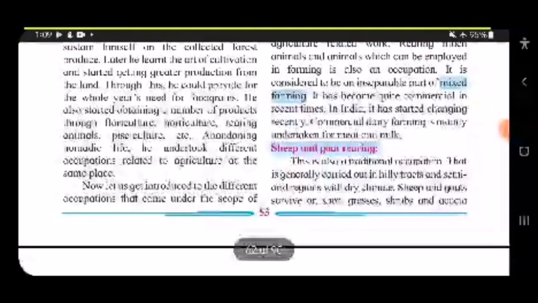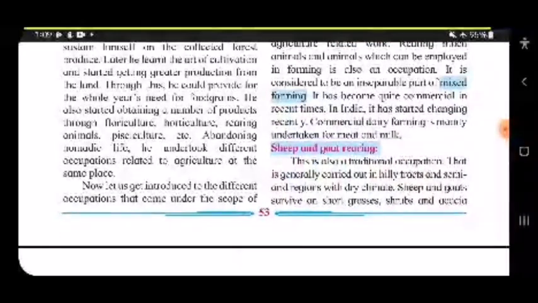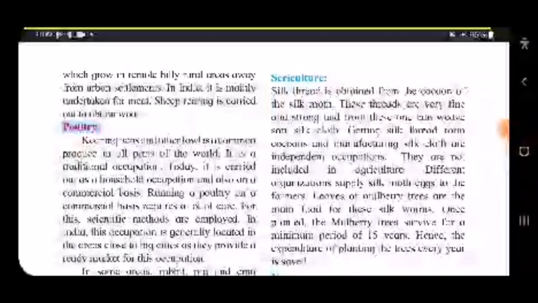Okay. Now let us move to the next, that is sheep and goat rearing. Now this is also a traditional occupation, that means an old occupation, that is generally carried out in hilly tracts and semi-arid regions with dry climate. Why is it carried out in hilly tracts? Because sheep and goats we find in the hilly and mountainous regions. Sheep and goats survive on short grasses. So what do they eat? Short grasses, shrubs and acacia, which grow in remote hilly rural areas away from urban settlements.